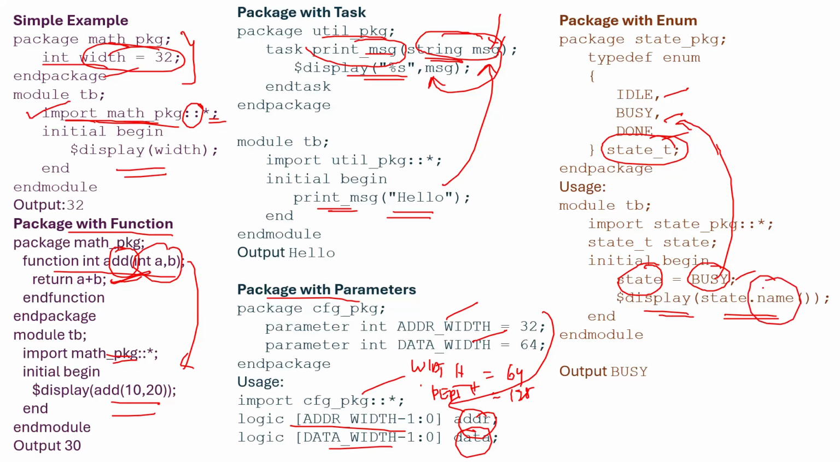Okay, because you are importing that enum data type in your TB. That enum is written in your package, then your package is imported in your TB. That package will get whatever data types you have written in your package. Just a single line will get all the data into your module.